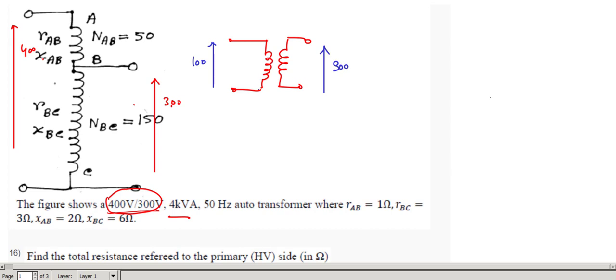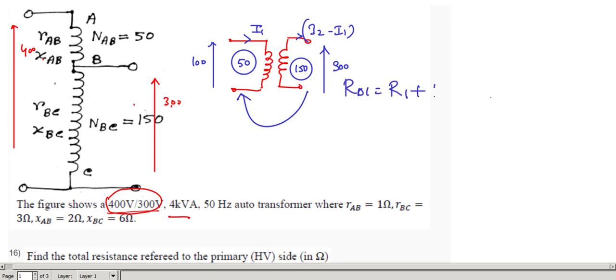Anything else required here? Let's take the turns ratio. So this turns NAB is 50 turns and this is 150. I have a current I1 here and I have a current I2 minus I1 here. He asked to find the total resistance referred to the primary. So total resistance R01 equal to R1 plus R2 dash, so R1 plus R2 by K square.